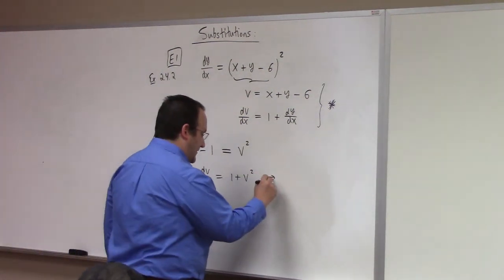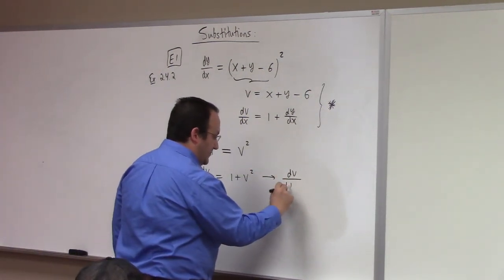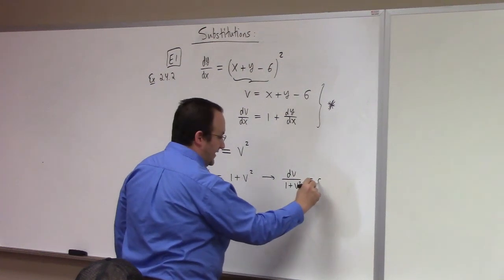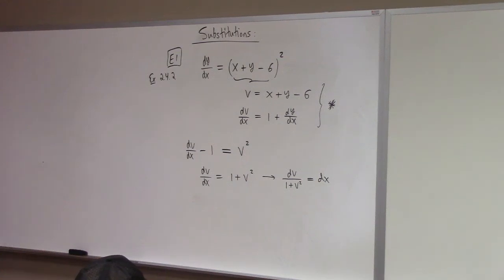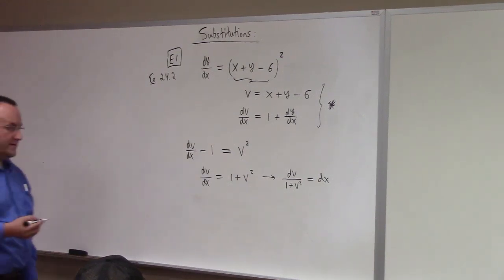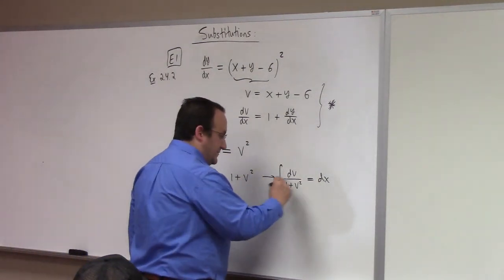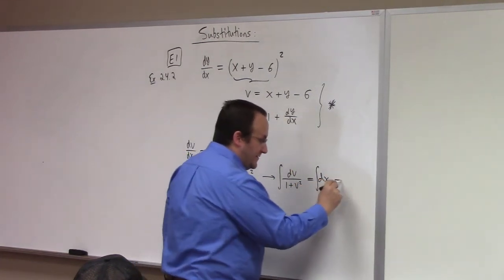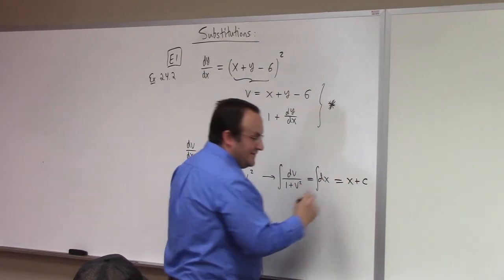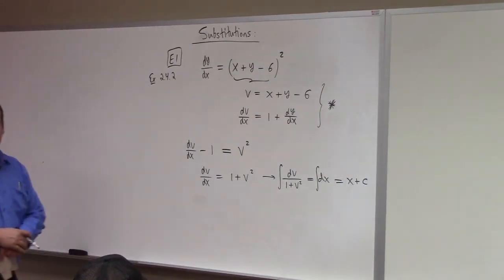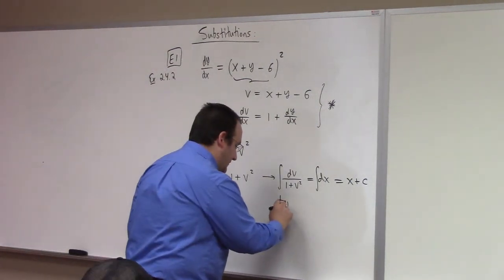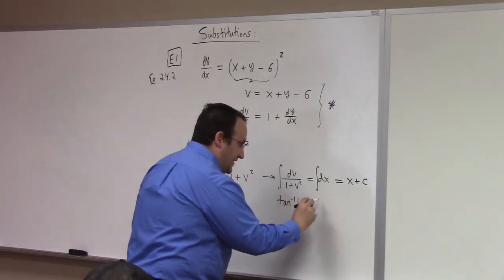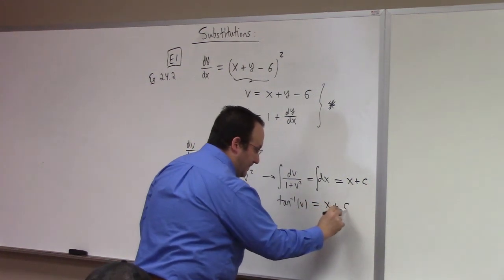So separating variables, we get dv over 1 plus v squared equals dx. Now we can integrate both sides. You guys remember the integral of 1 over 1 plus v squared? I'll do the easy part first: x plus a constant. How about the left-hand side? Inverse tangent of v. So inverse tangent of v is equal to x plus c.